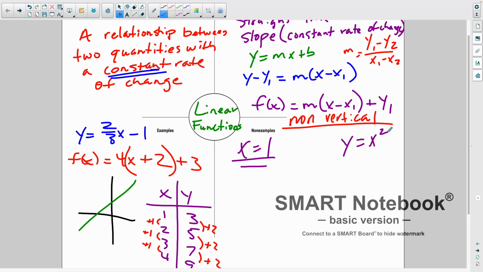Okay, if you have any type of curved line, okay? So if you have a graph that was curved, all right? So if you have a curved line, it could be a parabola, it could be anything that's curved, okay? So any curved line we don't want.